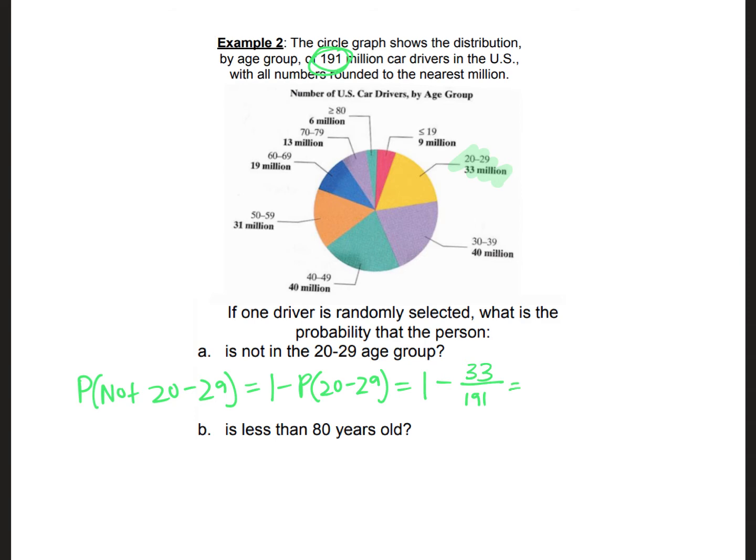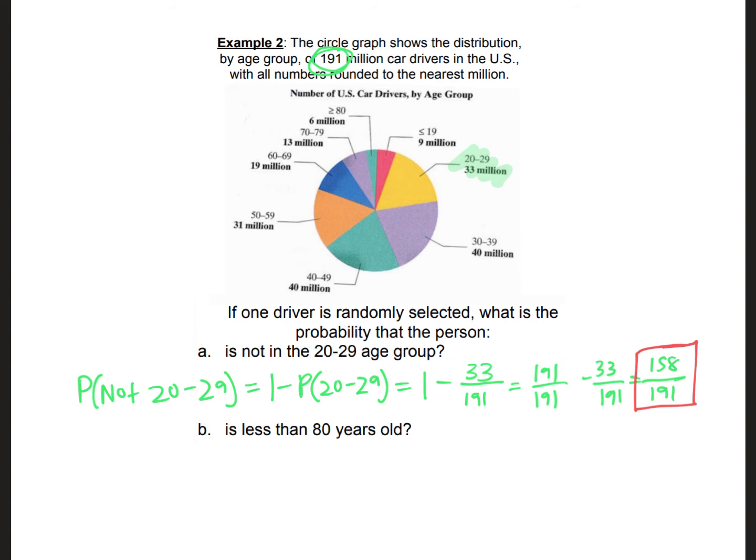Again, 1 is the same as 191, our total, divided by itself. And we're subtracting from it 33 over 191. Again, subtract our numbers on top, so 191 minus 33. I get 158 divided by 191. I am putting that in my calculator because I don't know if it simplifies. It doesn't. So that is my final answer, 158 divided by 191.